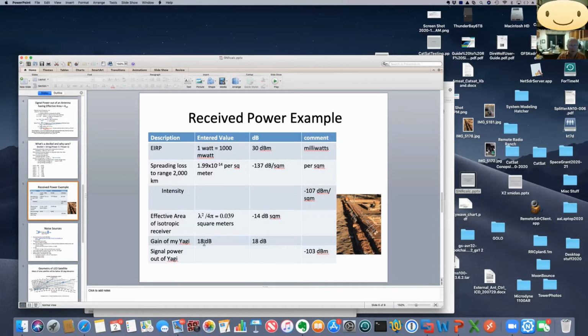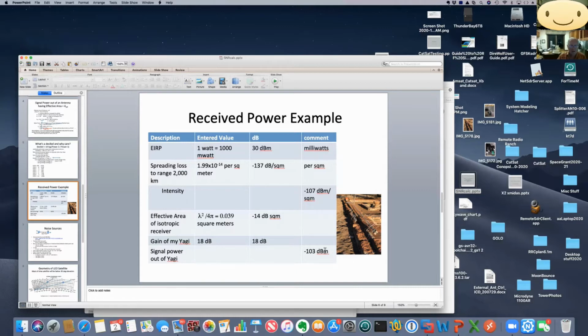And then we had the gain of that Yagi, which was 18 decibels, a power ratio of what comes in to what comes out. So we take all these numbers and these two numbers, add them all up. This is what's actually coming out of the antenna, and now we've solved the path loss equation for signal power coming out of the antenna, which is half of what you're interested in.